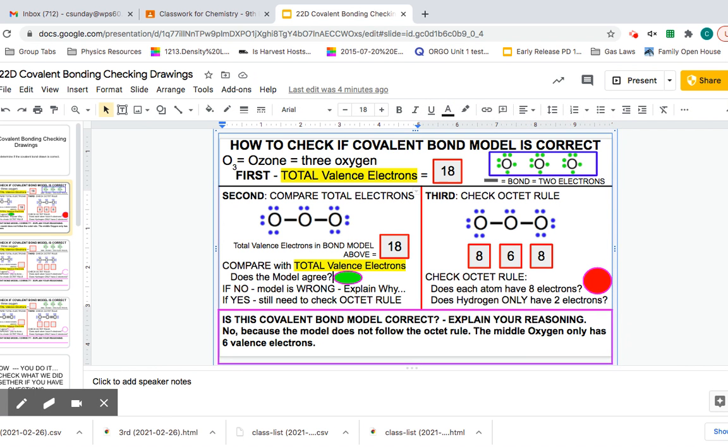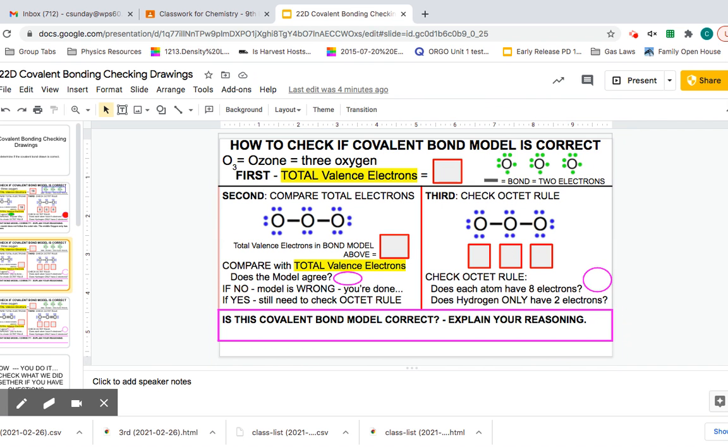Okay, moving on to slide 3. So this is the next example here. We have how to check if the covalent bond model is correct. So same thing. Again, we have O3, right?